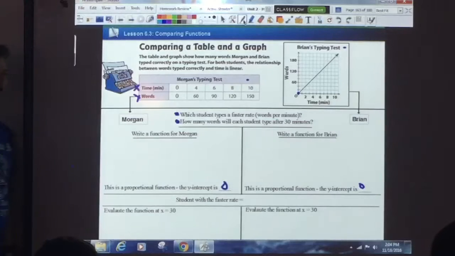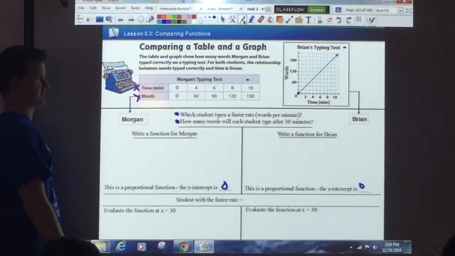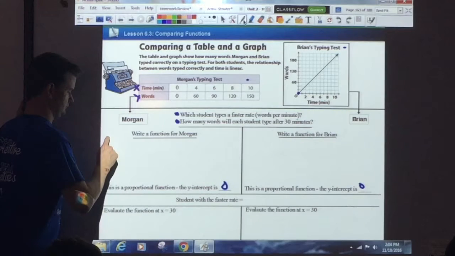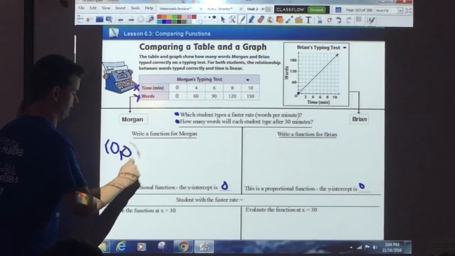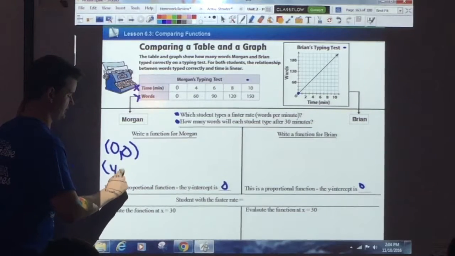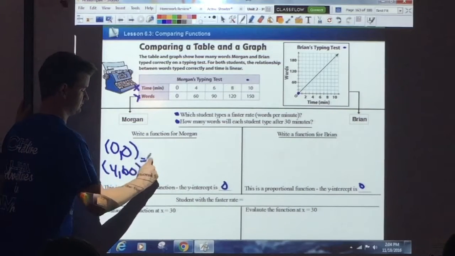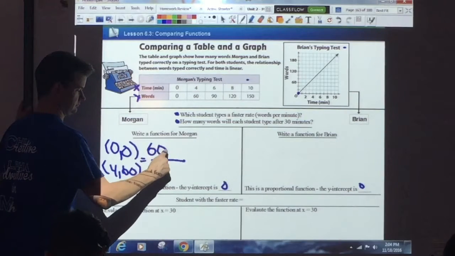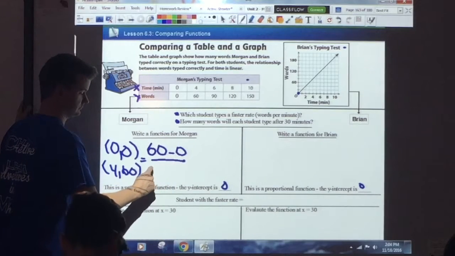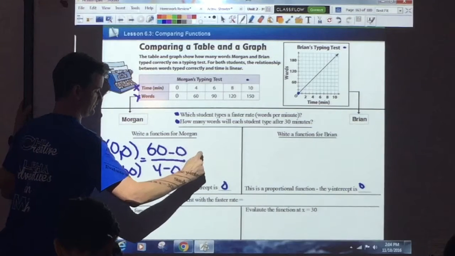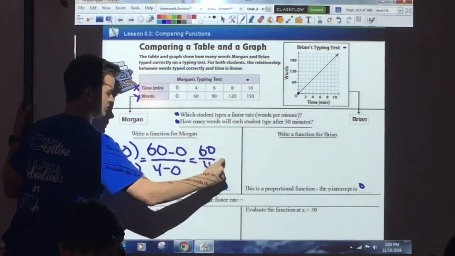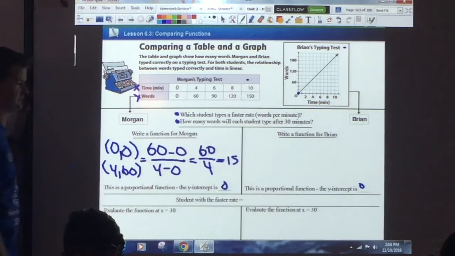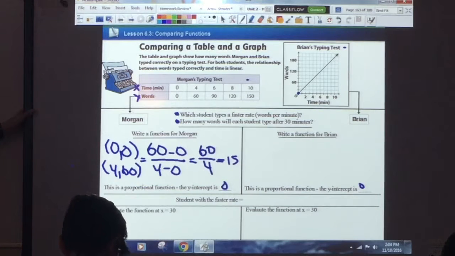So for the table, I'll pick 2 coordinate pairs. Ms. Williams, give me 2 coordinate pairs for the table so I can find the slope. 0, 0, always use zeros if you can, and what else? 4, 60. So tell me, what goes in your slope formula? 60 minus 0 over 4 minus 0. That gives me 60 over 4, which equals 15. So the slope for this is 15, which means that Morgan's rate is 15 words per minute.